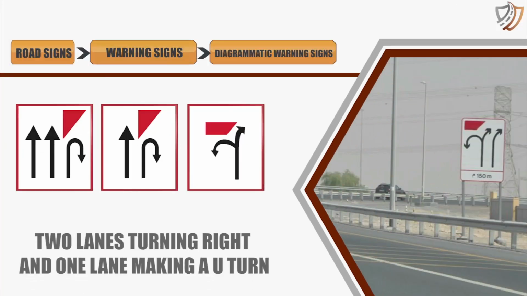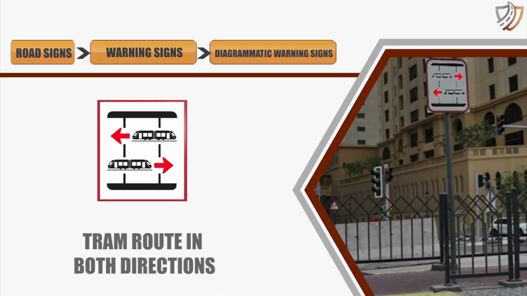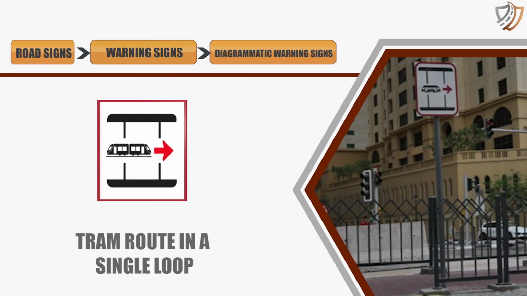Sharp curve lanes ahead. These diagrammatic warning signs warn the motorists on major roads about the sharp curve lanes ahead. Motorists are advised to use the designated lane to complete the turn in a safe and controlled manner. Tram route in both directions. This sign warns pedestrians that they are about to cross a tram track. They must look in both directions, to right and left, to ensure that no tram is approaching before crossing the tram route.